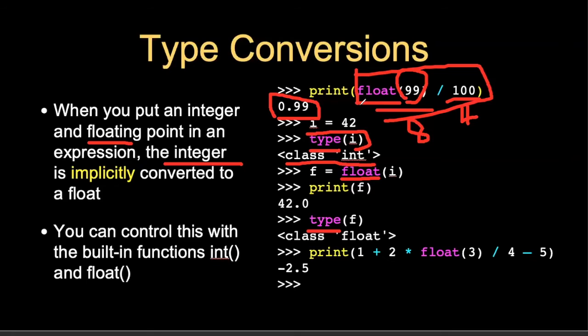Okay, that is besides the point. This explains why converting just one of the integers into a float gives a result that is actually a float, 0.99. So I just explained it.